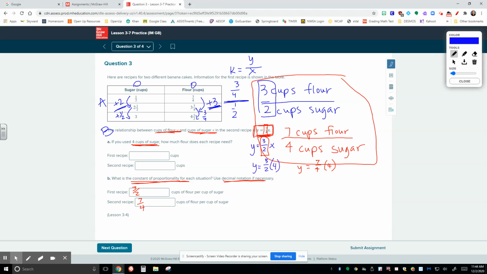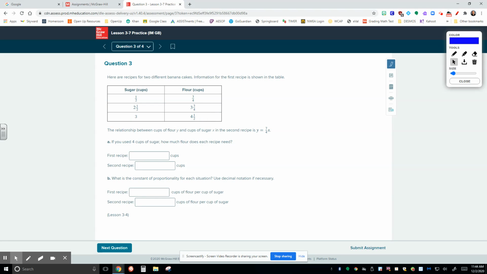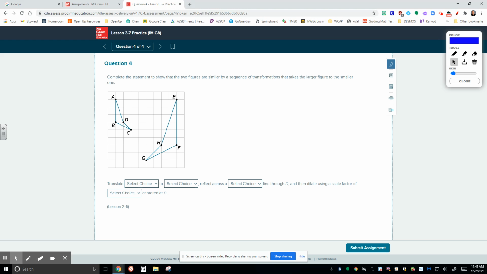All right. The next one, the last question, is going to talk about transformation. One statement to show how two figures are similar by a sequence of transformations. I'm going to leave you with very limited information on here, but understand that when we're talking about similar figures, transformation is the way that we prove that these figures are similar or prove congruence. Keep in mind what's going on here is we're going from the larger figure to the smaller figure.